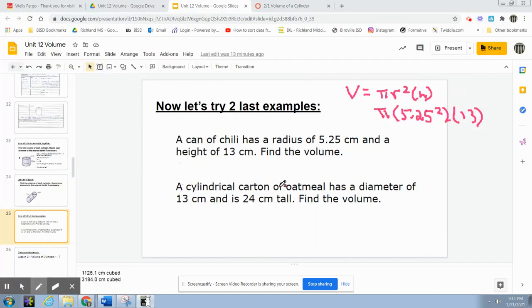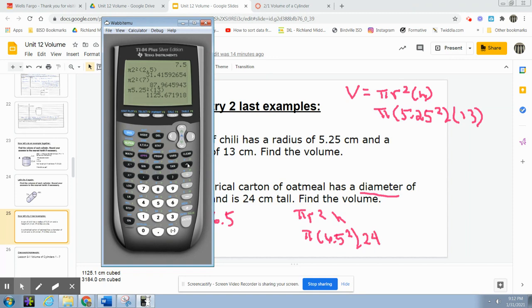Last example is we have a carton of oatmeal that has a diameter of 13 and is 24 centimeters tall. We don't need the diameter, we need the radius. So I'm going to divide that by 2, and I know I'm going to get 6.5. So when I write my formula, pi r squared times the height, I need to put pi 6.5 squared times 24 in my calculator. Let's do that now. Second pi, 6.5 squared times 24. And we should have 3,185.